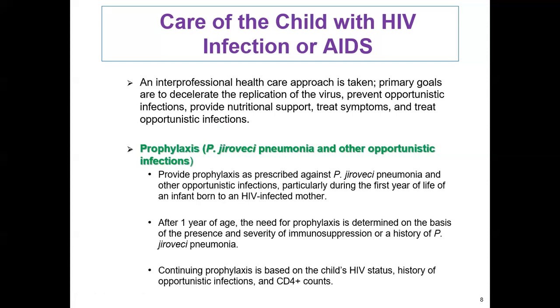And after 1 year of age, the need for prophylaxis is determined on the basis of the presence and severity of immunosuppression. Also continue the prophylaxis based on the child's HIV status. And HIV status we can find out by counting the CD4 cells.